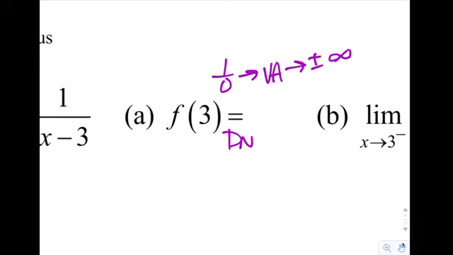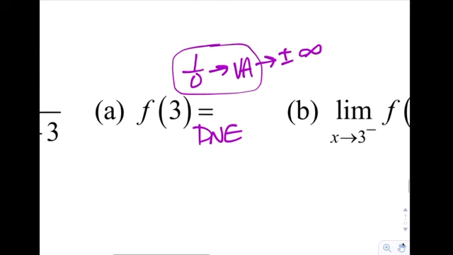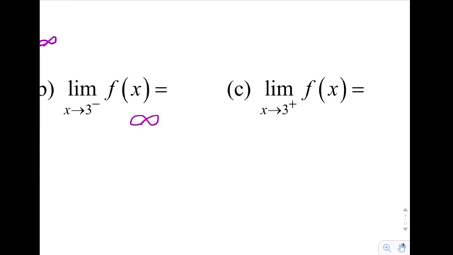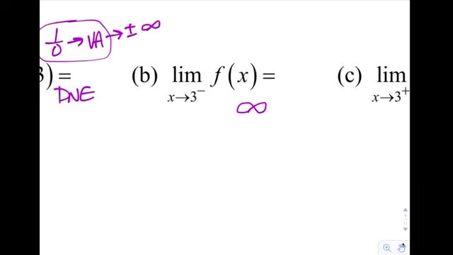But f of 3 is d and e. But because we know there's a vertical asymptote there, direct substitution told us there was a vertical asymptote, you know then that for b and c, these are the two one-sided limits on either side of infinity. You know they're going to be some type of infinity, for sure. So if this were a multiple choice question, you could focus in on having a 50-50 shot, right? It's either plus or minus infinity. But we want better than a 50-50 shot.